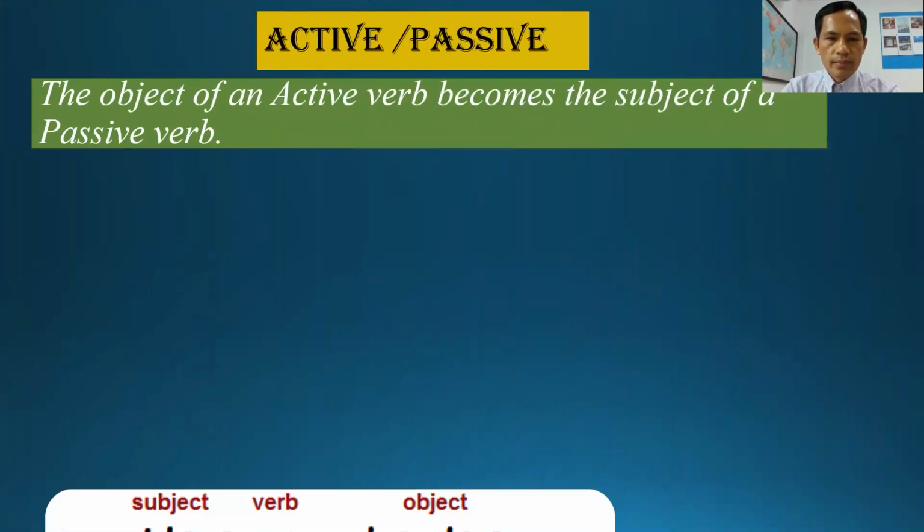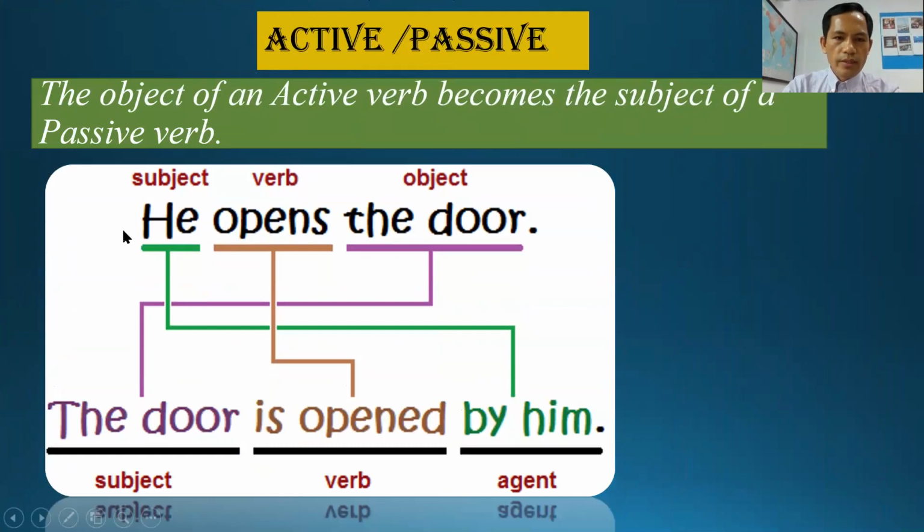Let's see. The form is here. Example. We have two sentences. They mean the same, but we write in a different way. That's the difference between active and passive form. He opens the door. Or the door is opened by him.